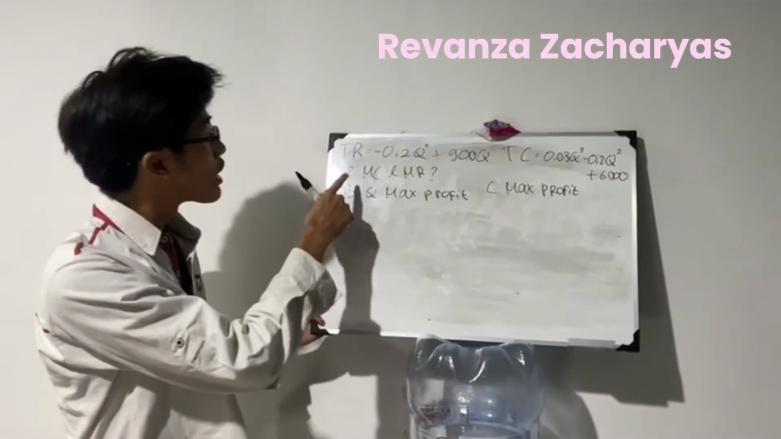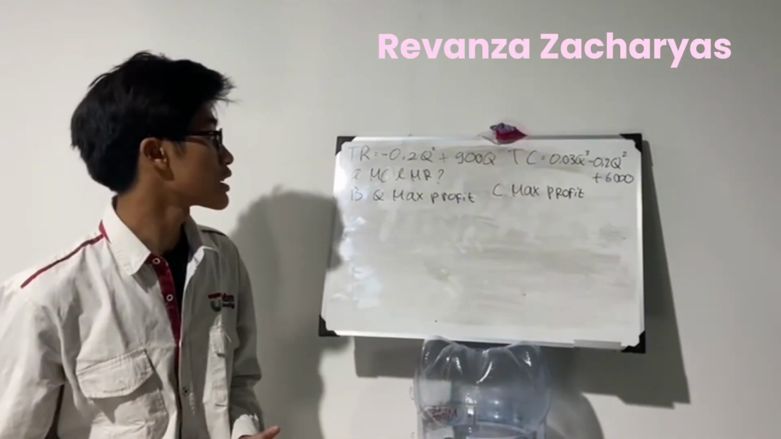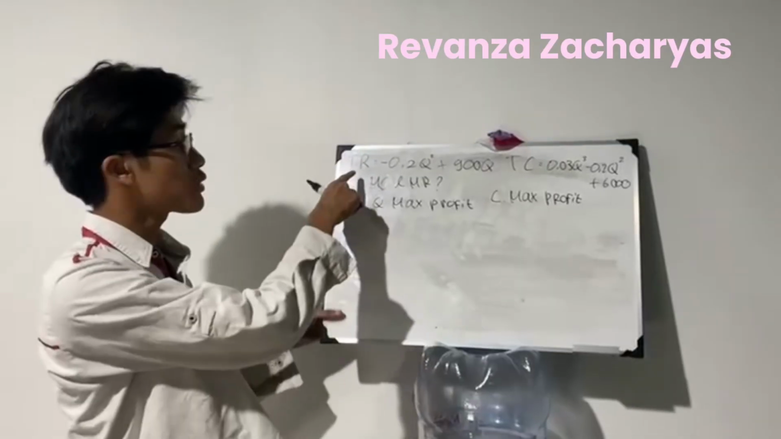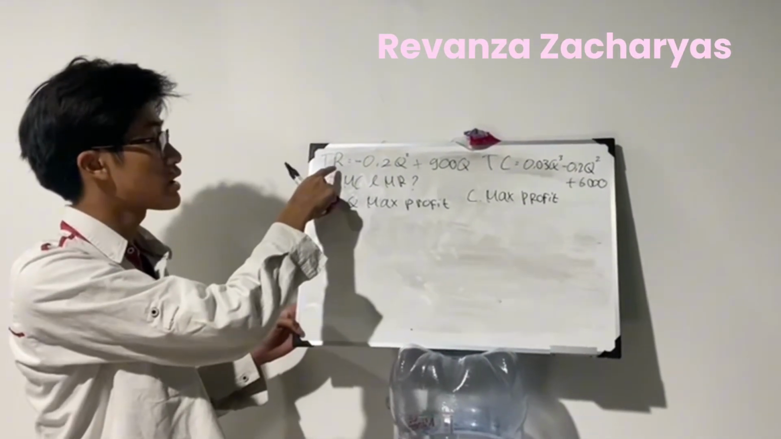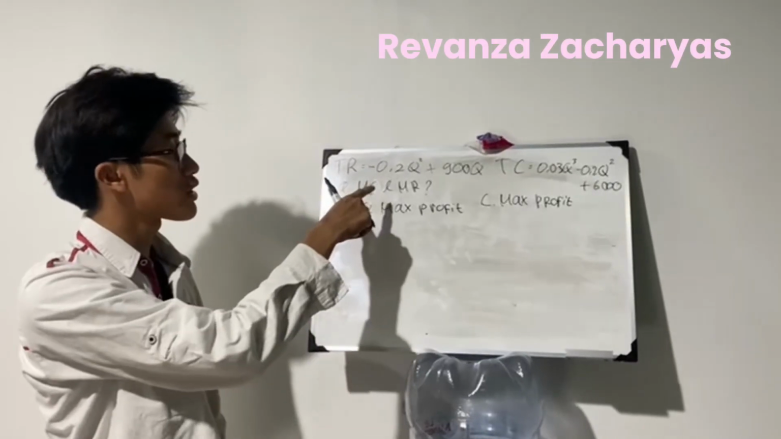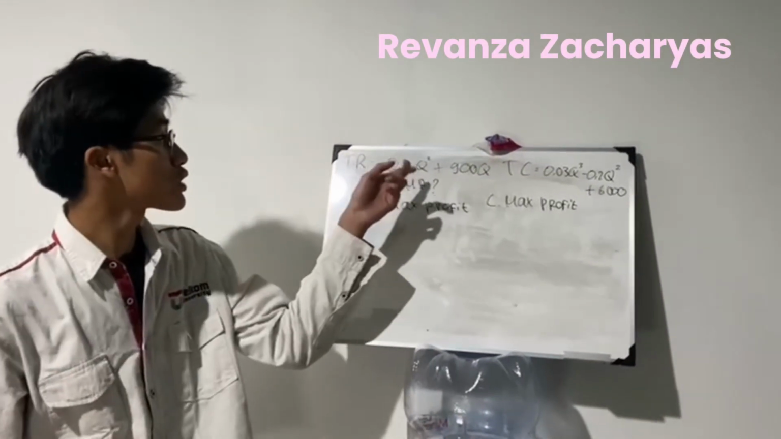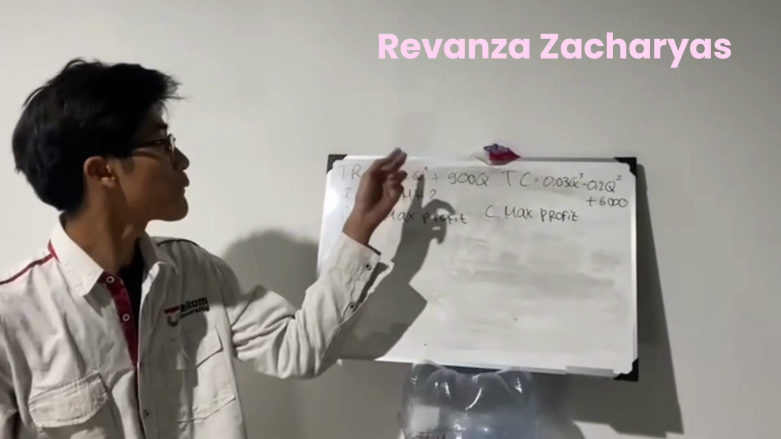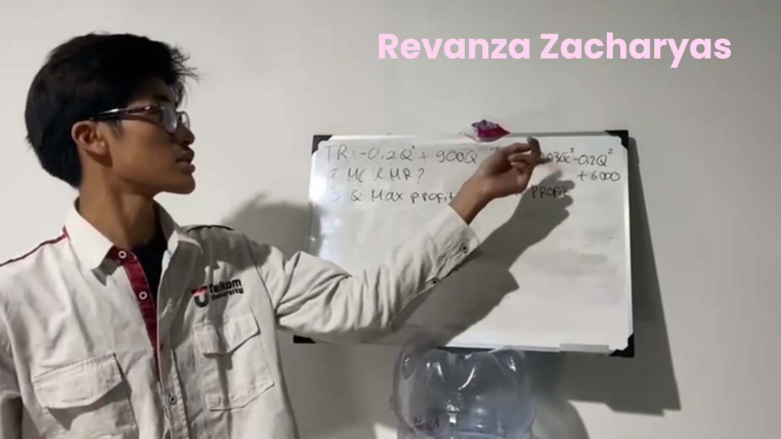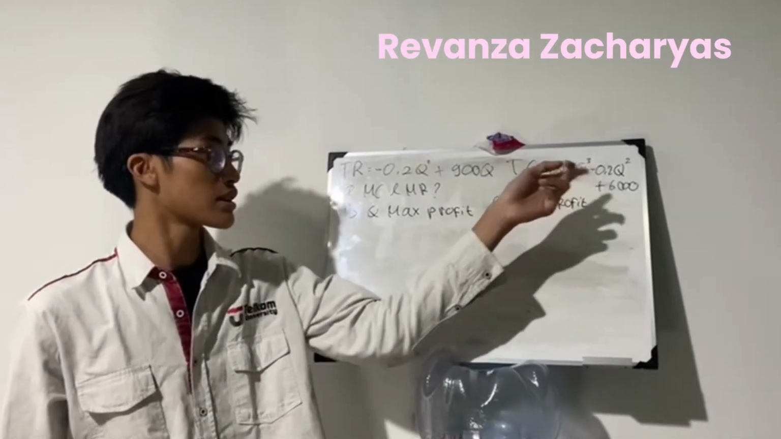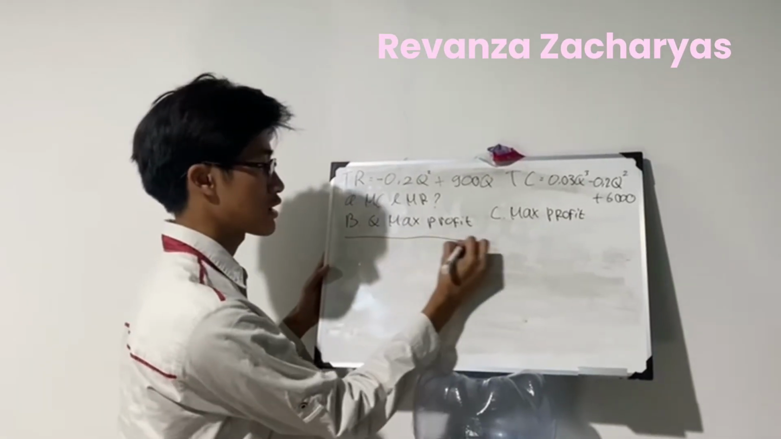I will be explaining about marginal cost, marginal revenue, max profit, and quantity of the max profit. So we already know from the question we got total revenue equal to minus 0.2 quantity squared plus 100 quantity, and TC equal to 0.03 quantity squared plus 6,000. Okay, we're gonna move on to A.